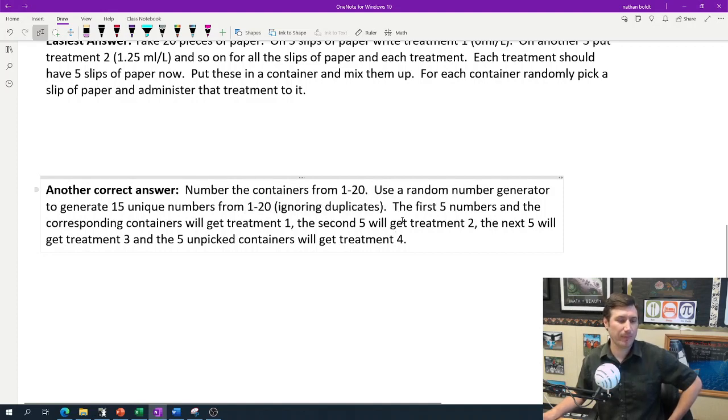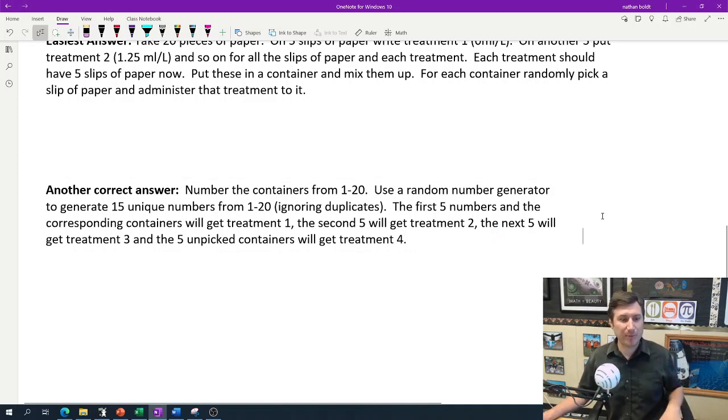It takes a while. The first 5 random numbers you get and the corresponding container, that's why we had to number the containers, will get treatment 1. Then the second 5 will get treatment 2, the next 5 will get treatment 3, and then the 5 unpicked containers will get treatment 4. So that's a way you could do this with a random number generator.